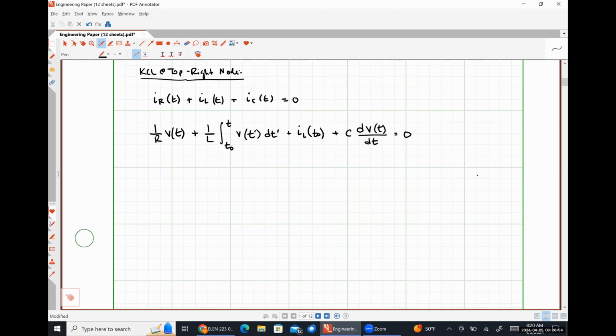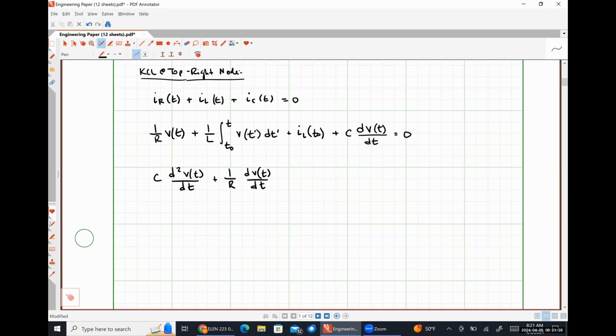So when I take the derivative of both sides of this thing, I'm going to rearrange stuff here really quickly. So I'm going to put my highest order term first. So when I take the derivative of my capacitor expression, that's going to give me C times the second derivative of my voltage with respect to time. Now I'm going to take the derivative of the resistor term. So that's just going to give me a first derivative.